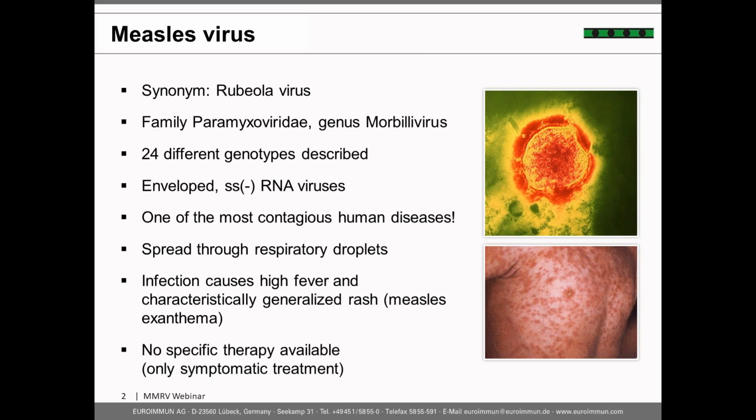The measles virus as such belongs to the family of the Paramyxoviridae and the genus of the morbillivirus. So far, 24 different genotypes have been described. The virus has an envelope and a single-strand negative sense RNA genome. And as a matter of fact, the measles virus is one of the most contagious human diseases there are, and it is usually spread through respiratory droplets.